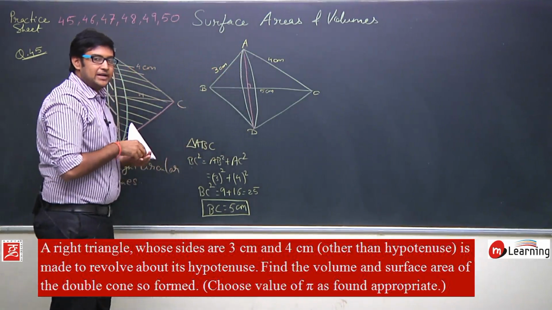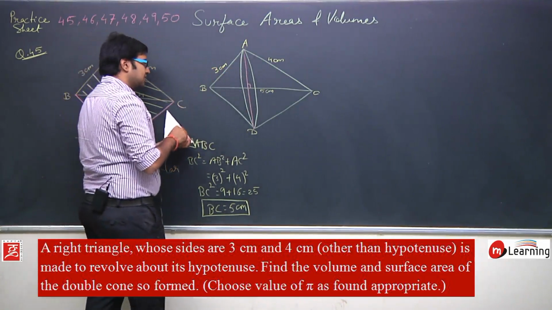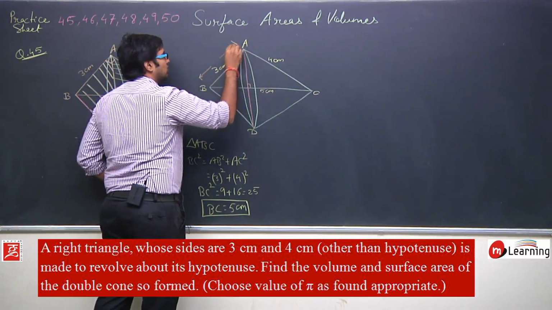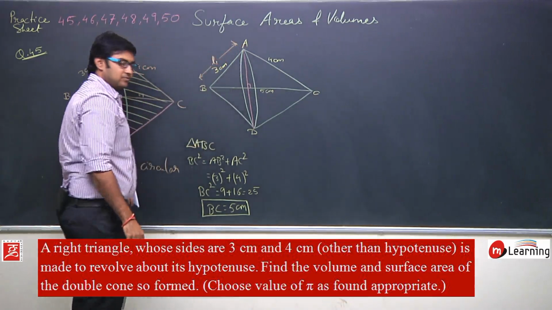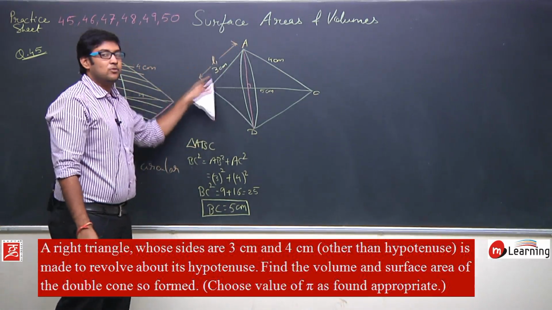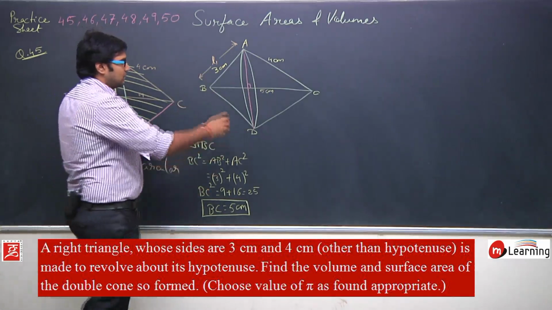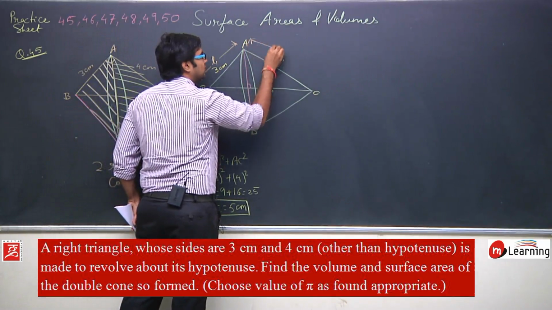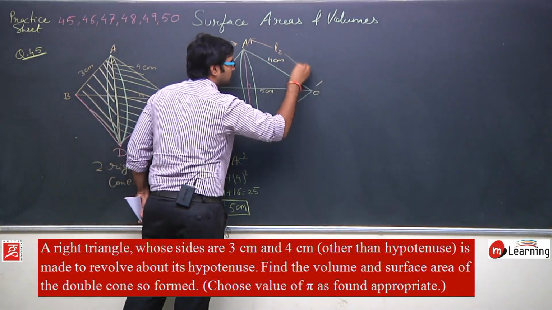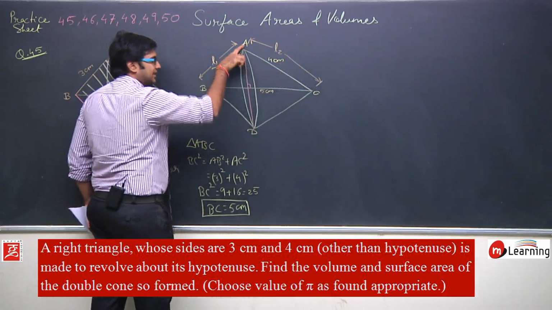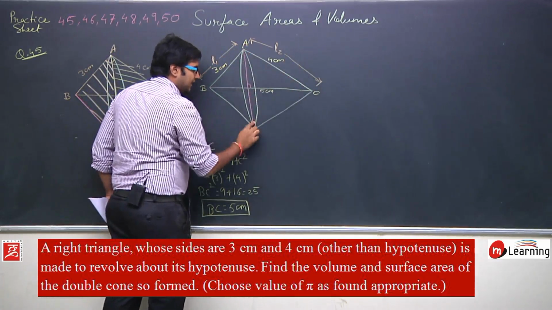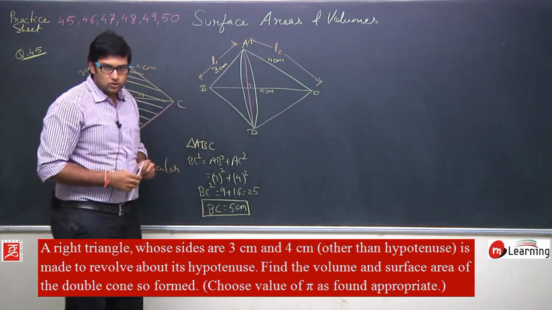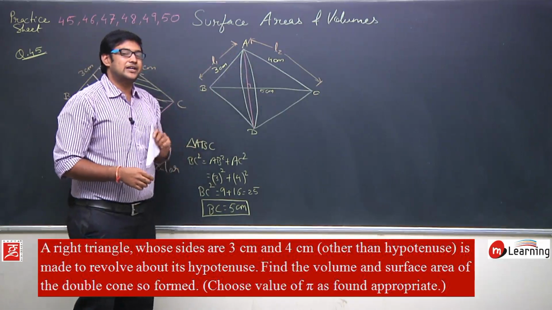If you analyze this ABD cone, I can say that this 3 centimeter is basically the slant height of this cone. Let us say this is L1. This is basically the slant height of this smaller cone ABD. Okay, and this 4 centimeter is basically the slant height of the larger cone. Okay, the larger cone is which? It is ADC. ADC represents a larger cone and ABD represents a smaller cone. Okay, and these two are the slant heights.